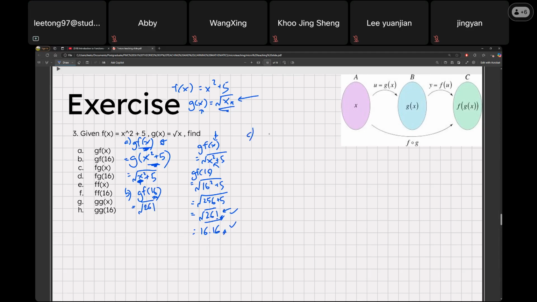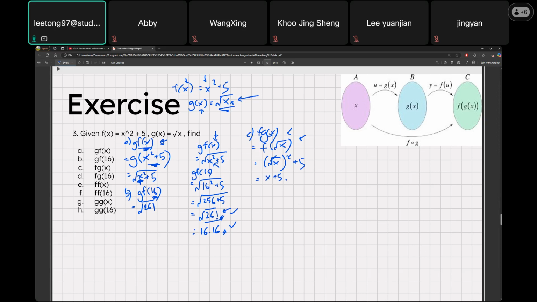Okay, next we look at f(g(x)). g(x) is the square root of x, so this is our new object, square root x. We plug this square root x into our function f. So square root x squared plus 5. Which is, you cancel out this square and this square root. What you're left with is x plus 5.